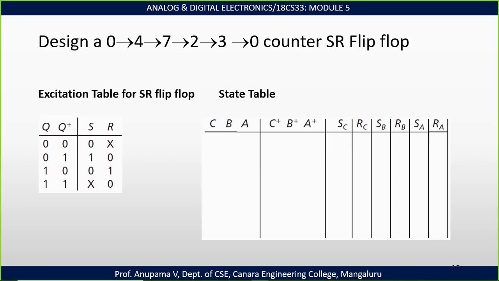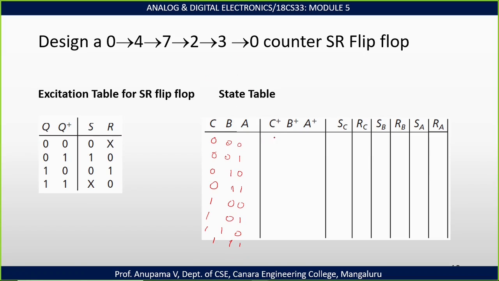Now you have to write the state table or transition table. First let us write the excitation table. In order to write the state table, 0 0, 0 x, 0 1, 1 0, 1 0, 0 1, 1 1, x 0. Now we have to write the entries in the state table. Usually the initial entry, that is the previous state, will be always 0 0 0, 0 0 1, 0 1 0, that is 2, 0 1 1, 1 0 0, 1 0 1, 1 1 0 and 1 1 1.